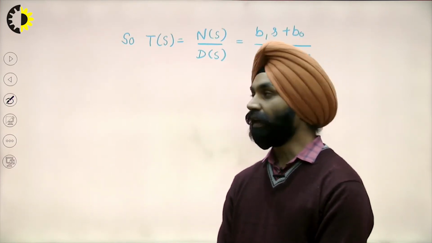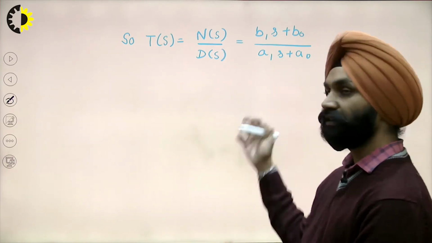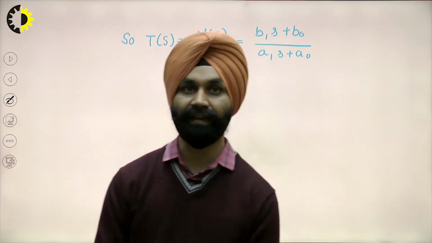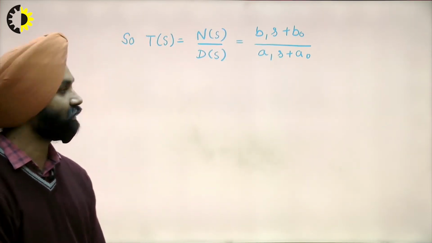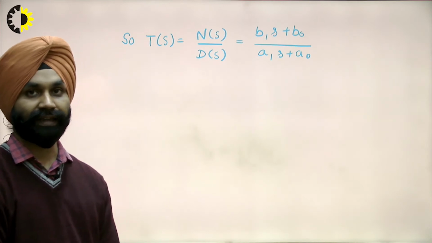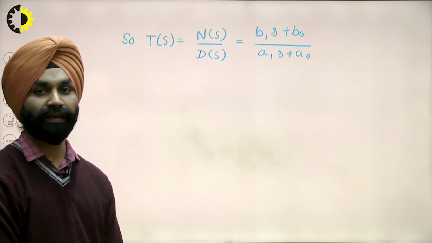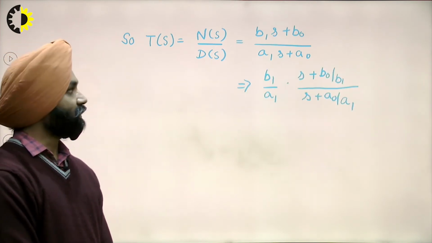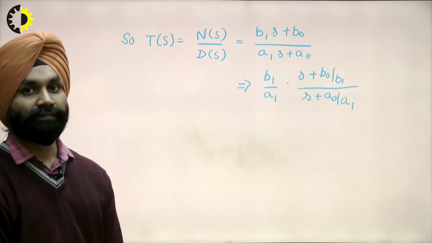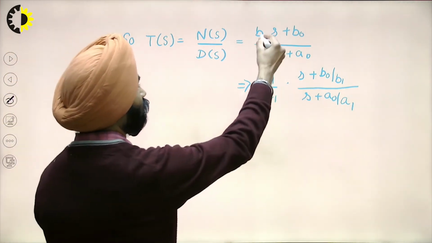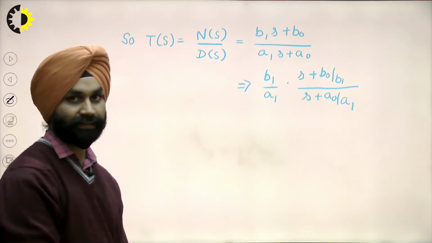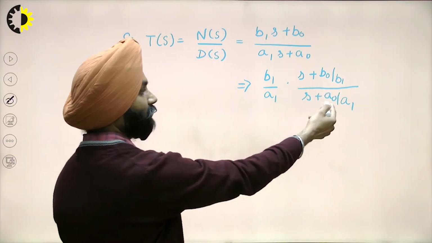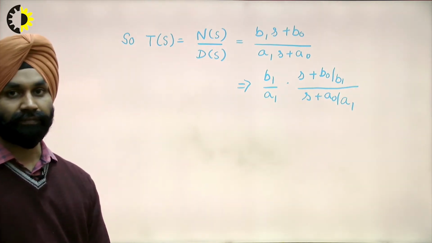So we have a transfer function given by these two linear equations, N(s) by D(s), where N(s) is b1 s plus b naught divided by a1 s plus a naught. This equation can be manipulated by taking the coefficient of the highest power of s as 1, so it will be (s plus b naught by b1) upon (s plus a naught by a1).